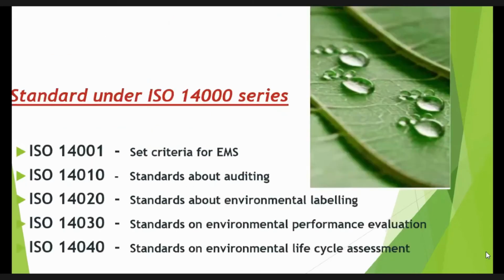Standards under the ISO 14000 series. ISO 14001 sets criteria for an environmental management system. ISO 14010 is the standard about auditing. ISO 14020 is the standard about environmental labeling. ISO 14013 is the standard on environmental performance evaluation. ISO 14040 is the standard on environmental life cycle assessment.